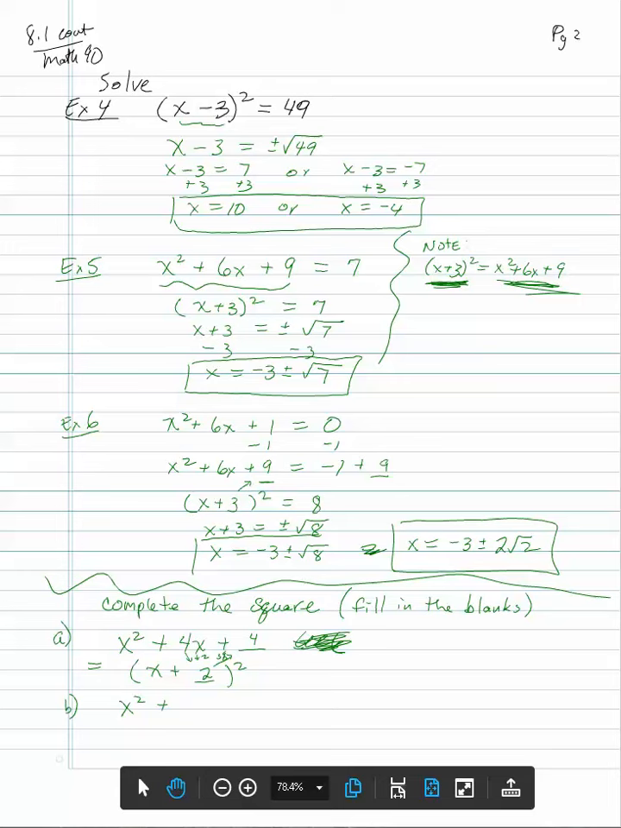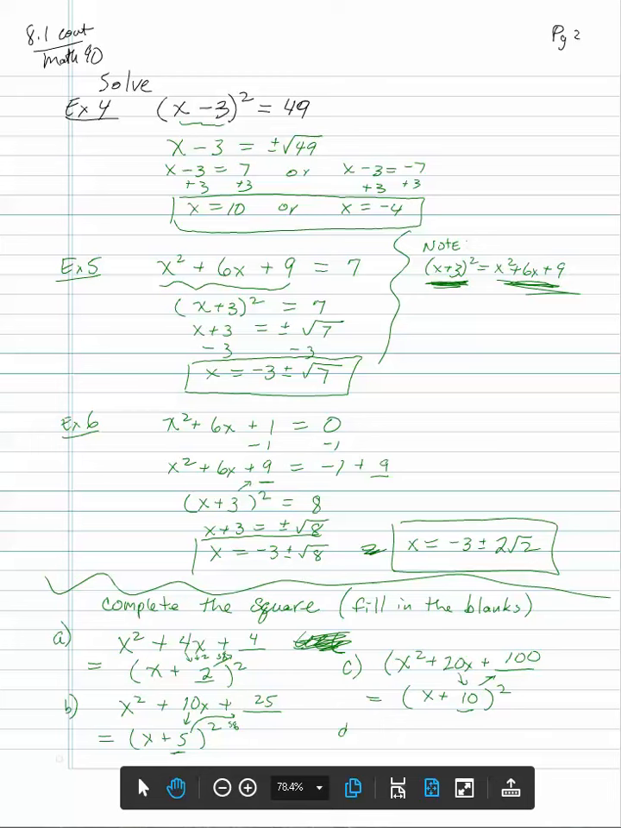So if I have x squared plus 10x plus blank, so again I'm going to take the middle term, divide by 2, that's 5. 5 squared is 25. Okay. So if I have x squared plus 20x plus blank equals x plus, divide by 2, that's 10. 10 squared is 100. Okay, that's the process. That's how you complete the square.